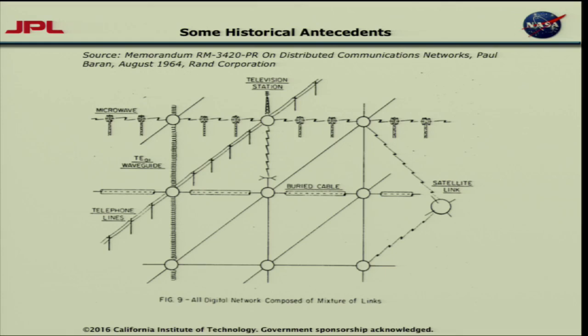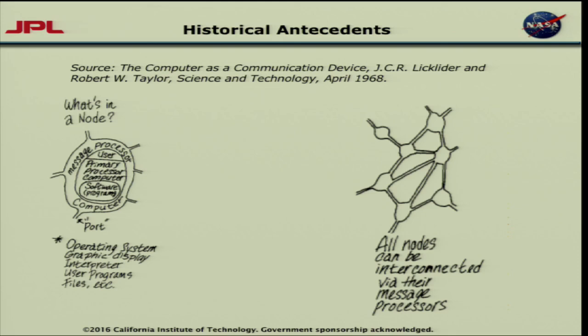Another is from Licklider's paper, and these are some of the graphics in his paper. It says, what is a node? And this is from 1968. He says, an operating system, graphical display, interpreter, user program. Sounds like Unix. This is 1960-something. So I found it really interesting. All nodes can be interconnected via their message processor. So they came up with a concept of interface message processors, or IMPs.